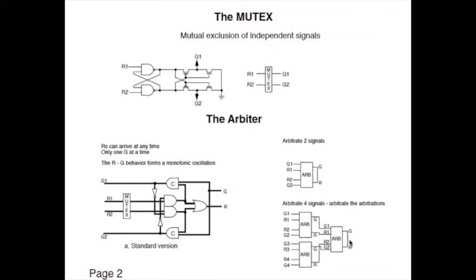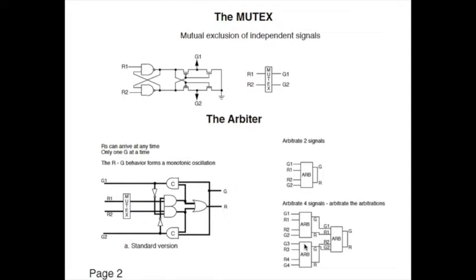Now the root arbiter ties R and G together. So now we can arbitrate 4 signals. If we're only arbitrating 2 signals, we just tie the R and G together of the individual arbiter and we arbitrate 2 signals. So we can arbitrate as many signals as we want with as large a tree of arbiters as we want to build.